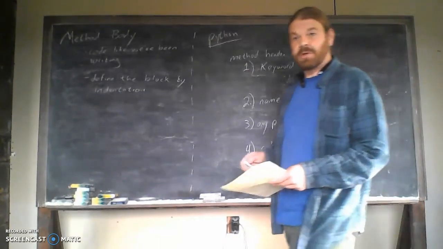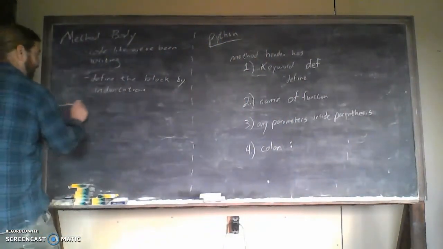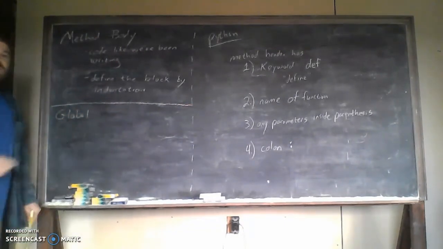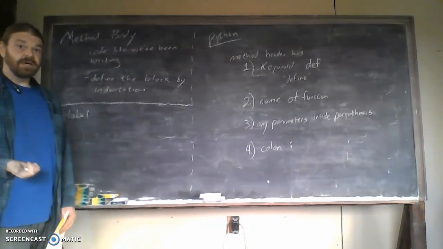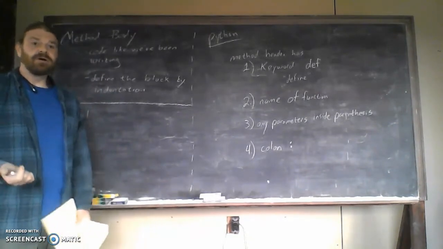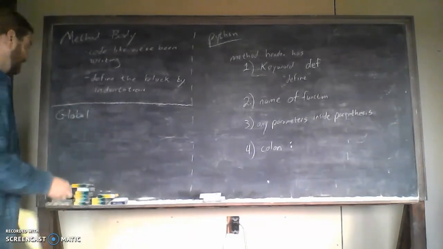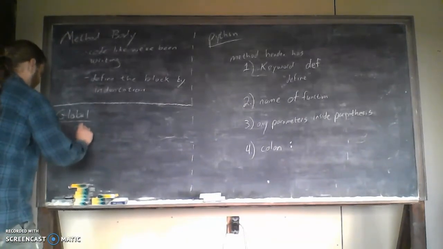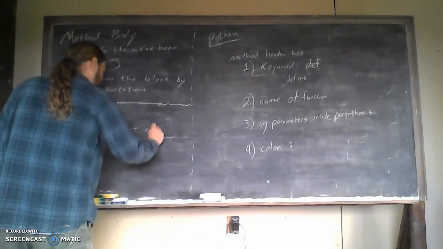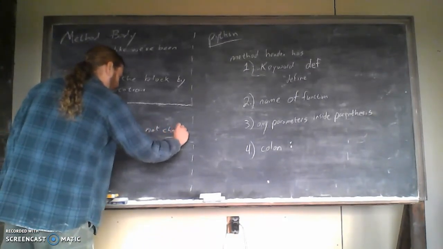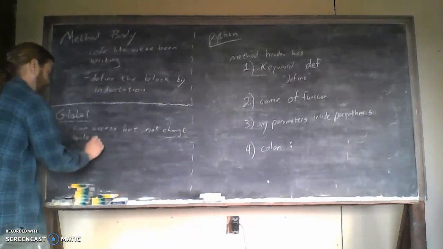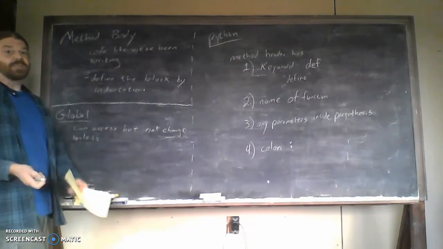So one other little thing of note here is global variables. If we have global variables in our program, we can access them. We can see what they are from inside a method, but we can't change them. Can access, but not change, unless we put the keyword global beside it, inside the method.